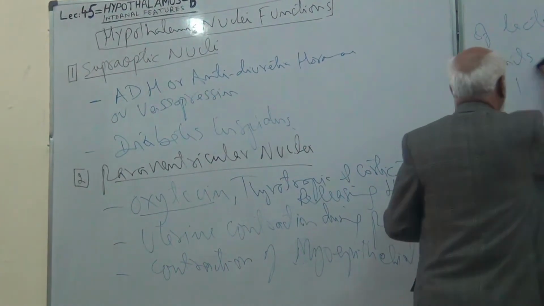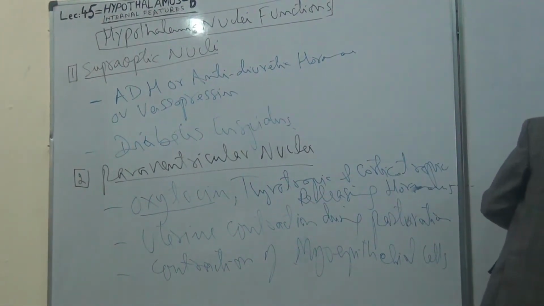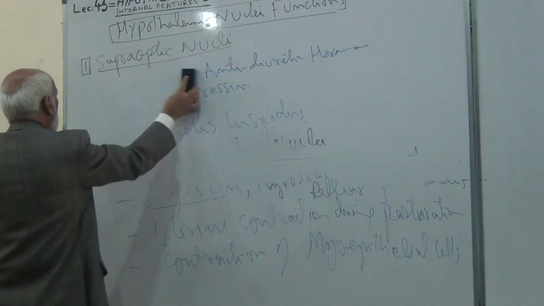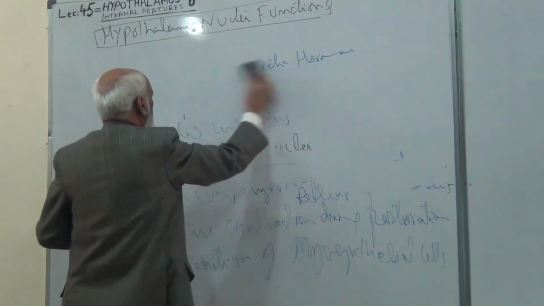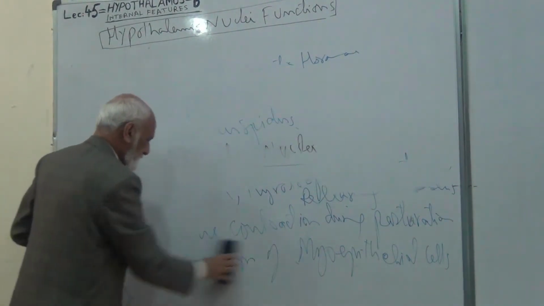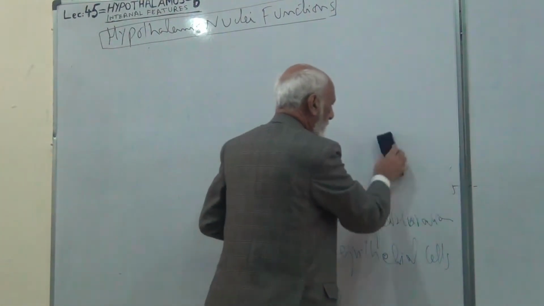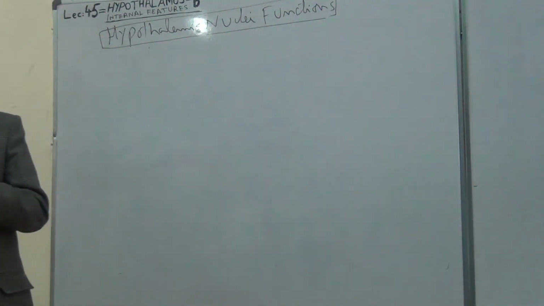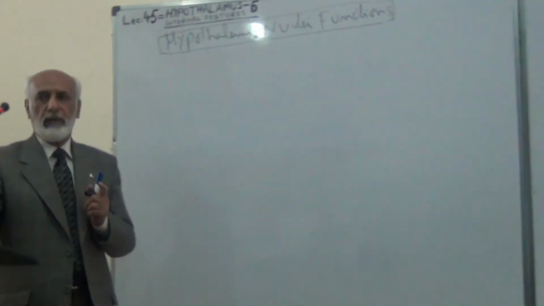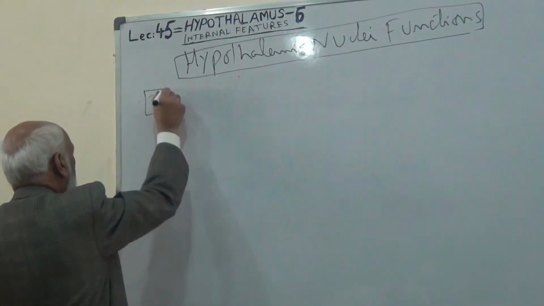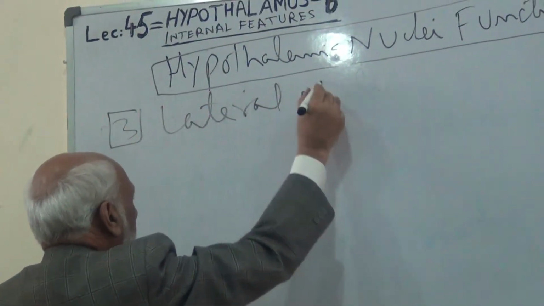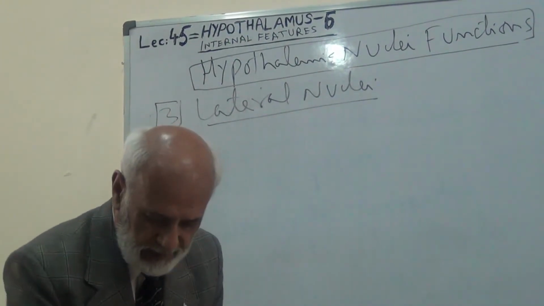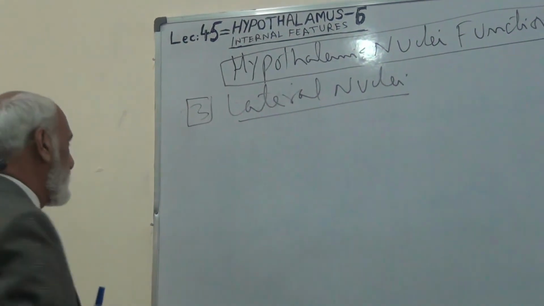Next. Lateral nuclei, number 3. Lateral nuclei of the hypothalamus. These induce hunger and thirst.